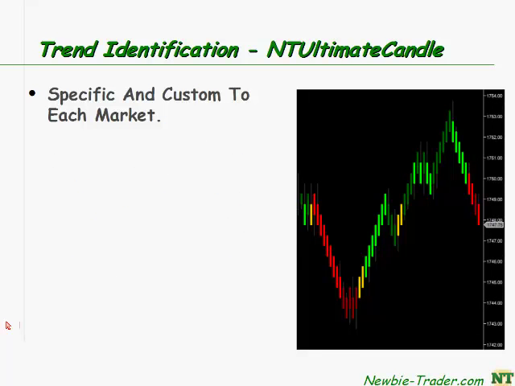Now, this one's going to be a little bit involved. It's very, very basic, but there's a lot going on, and I need you to understand the power of what's going on. That's what we call our NTUltimate candle. This is just a simple red, dark red, yellow, green, and dark green candle color, but it's very, very important, because we look at each market. This candle is specific and custom to each market, and there's a lot of programming that goes into it.